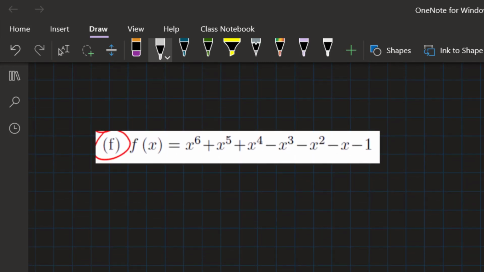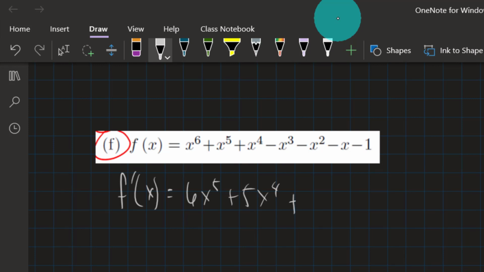Then, next, this is f prime of x is equal to 6x to the 5th plus 5x to the 4th plus 4x cubed minus 2x squared, minus 2, 4x cubed minus 3x squared minus 2x minus 1.